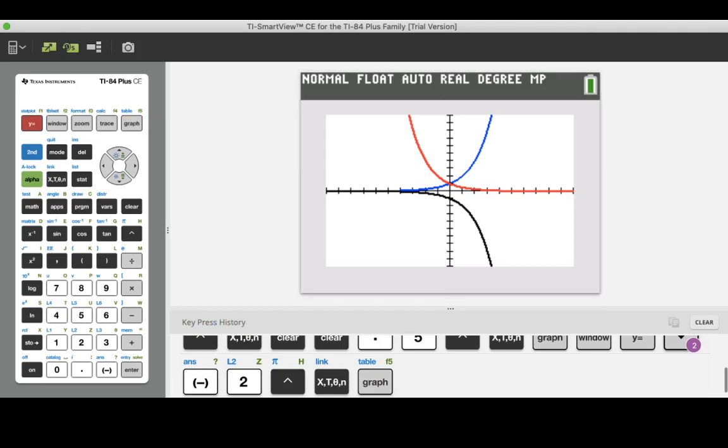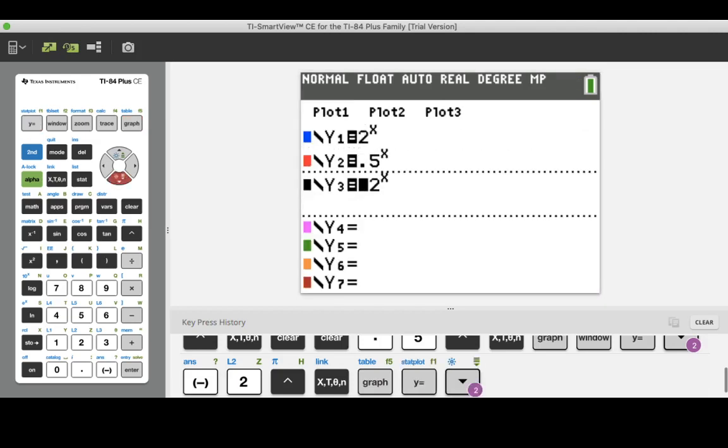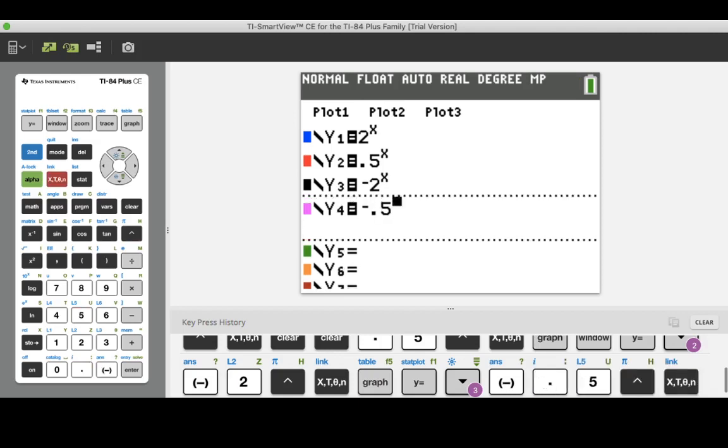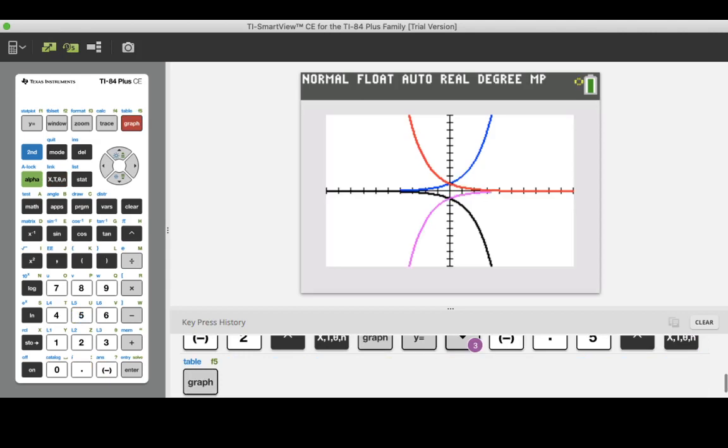And what happens when we graph -1/2, so -0.5 to the power of x? Well, we should already be able to guess that one as well. Yeah, there we go. We're getting another reflection.